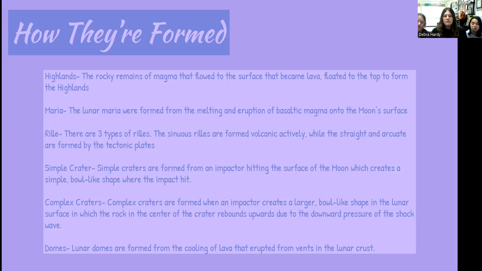So yeah, straight and arcuate rilles are formed from the fact that the moon's surface, even though it's not broken up into plates, has moved and shifted. Some of it is in part because as it cooled over time, it shrunk. And because there are no plates and nowhere for that crust to go, it breaks. Where it breaks, something somewhere else has to give, and so it splits. But again, not necessarily because of plates.